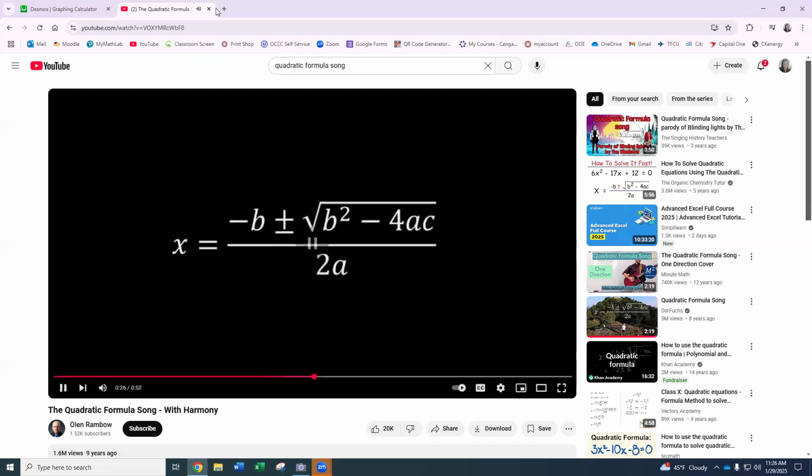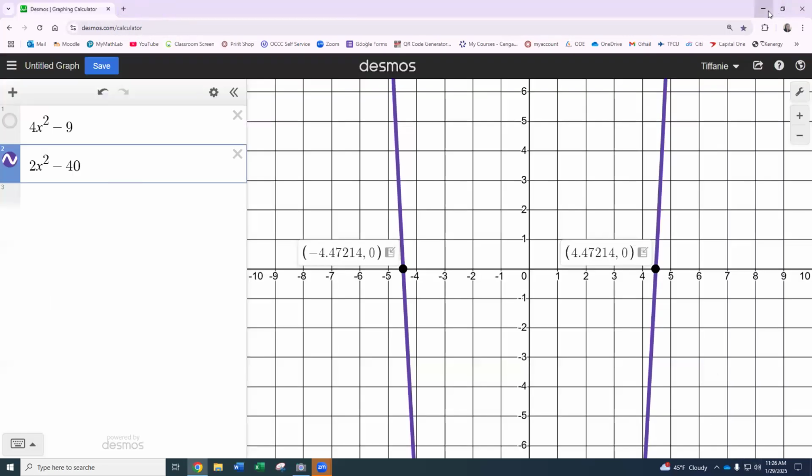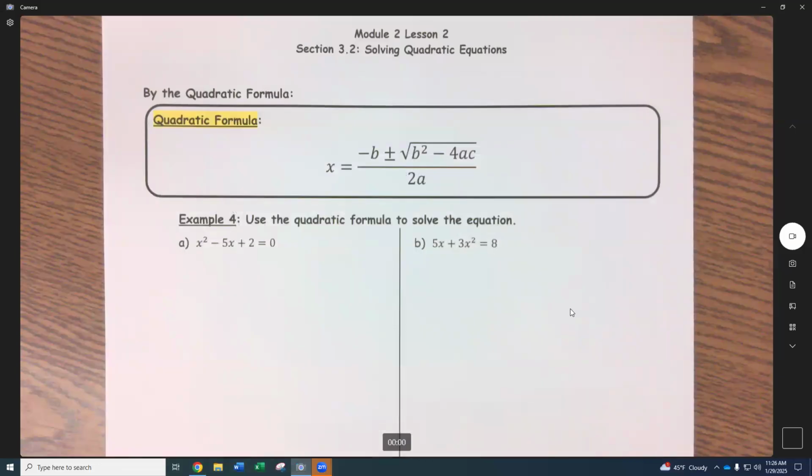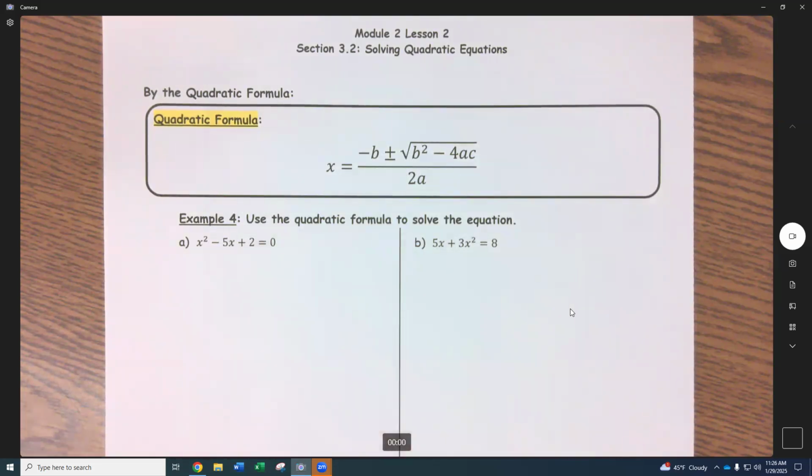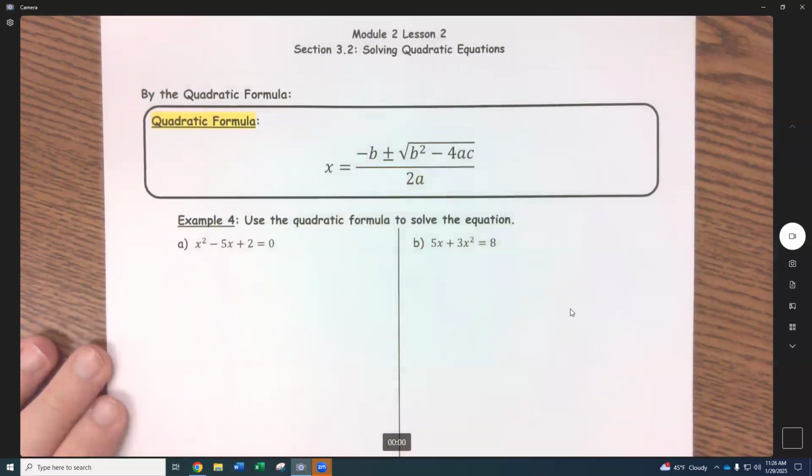So you shouldn't need to memorize it, but if the little tune kind of helps you memorize it, then even better. Okay, now the big thing with this is you do want to make sure it's in standard form again. By standard form, what I mean is that it equals 0. So this one does equal 0. To be able to put it into our quadratic formula, we do have to be able to identify what is my A, my B, and my C.